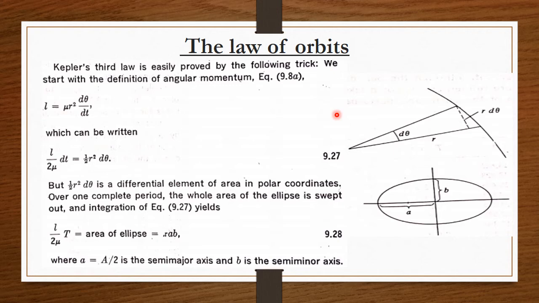Now over one complete period, the whole area of the ellipse is swept out. So in this equation dt is replaced by capital T, which is the time period of the satellite. So the left hand side becomes L by 2 mu T, that is equal to the total area of the ellipse. It will be equal to pi a into b. Here a is the semi-major axis and b is the semi-minor axis. We know the total major axis is capital A, therefore small a is equal to A by 2, which is called the semi-major axis, and b is the semi-minor axis, right?